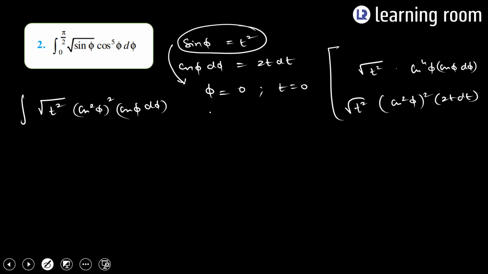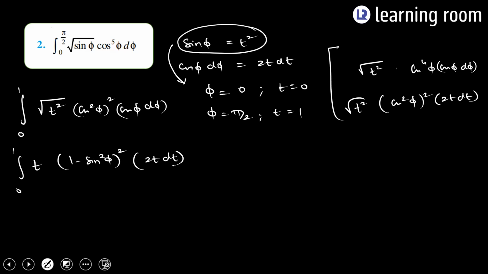So when phi is equal to pi by 2, what will happen to the value of t? Here when I substitute pi by 2, sine pi by 2 is 1, t square is 1, t will be 1. So the limit will get changed as 0 to 1. So integral of 0 to 1, root of t square is going to give me a t, into cos square phi, I write it as 1 minus sine square phi the whole square, into what is cos phi d phi? It is going to be 2t dt.